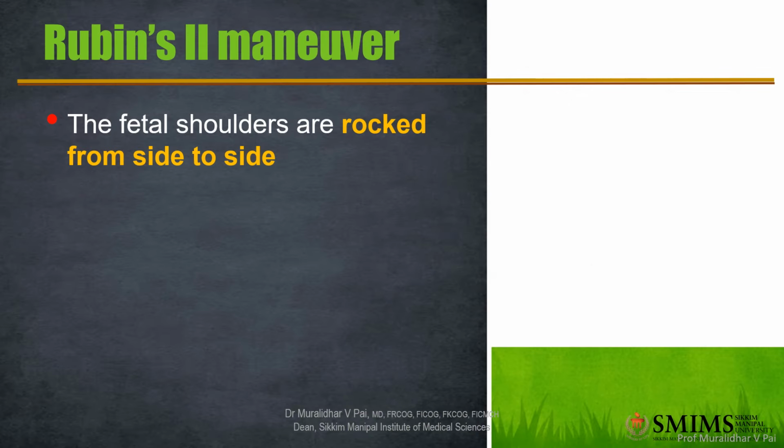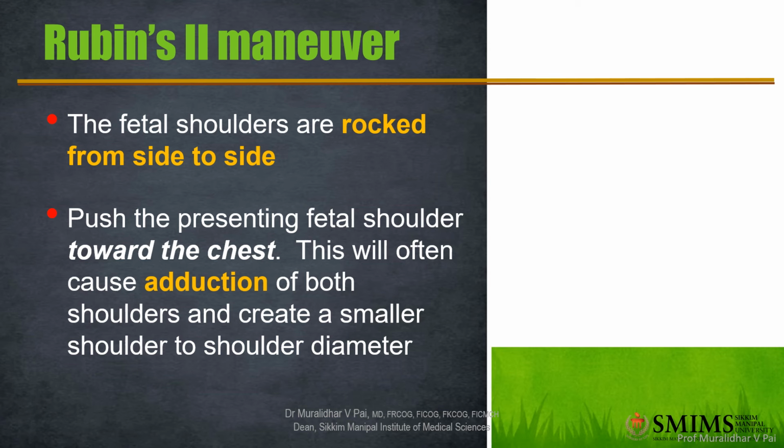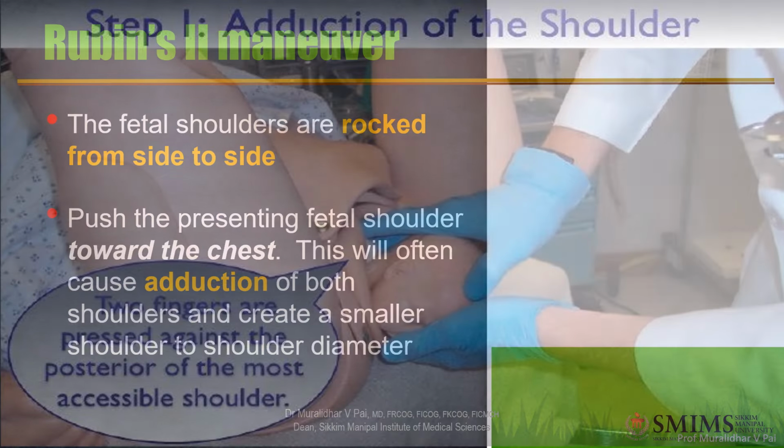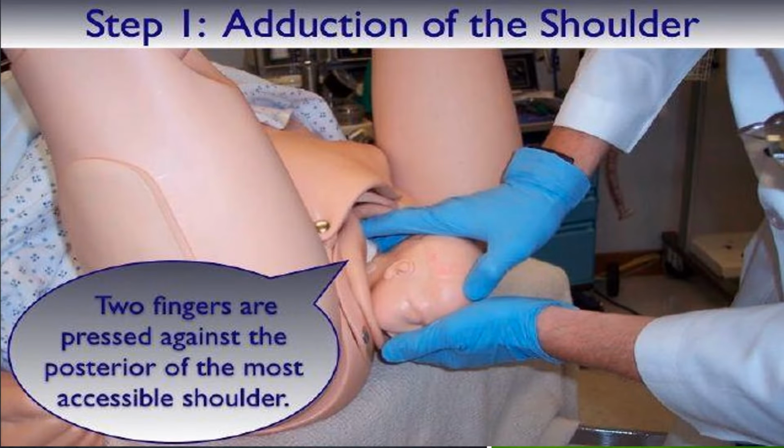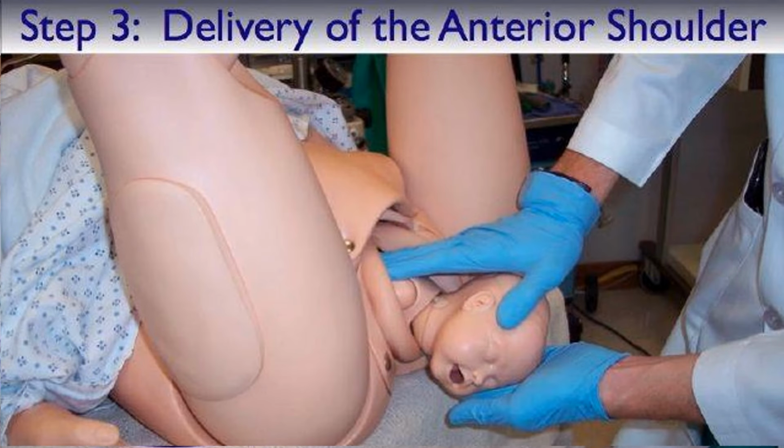In Rubin's 2 maneuver, the fetal shoulders are rocked from side to side, and we push the presenting fetal shoulder towards the chest. This will often cause adduction of both the shoulders and create a smaller shoulder to shoulder diameter. Two fingers are pressed against the posterior of the most accessible shoulder. Concomitant fetal elevation makes the maneuver much easier. And finally, one can deliver the anterior shoulder under the symphysis pubis.